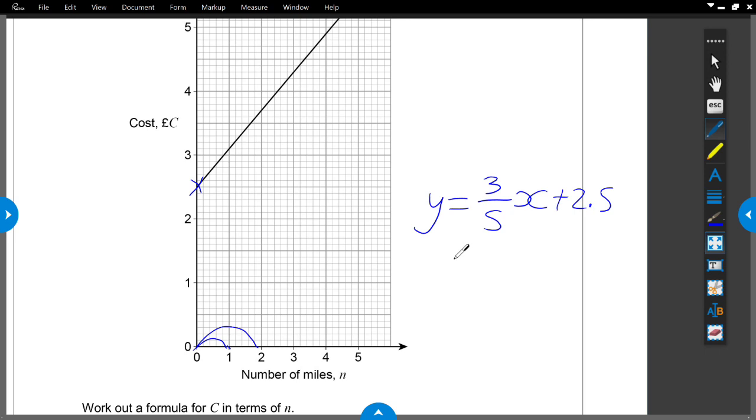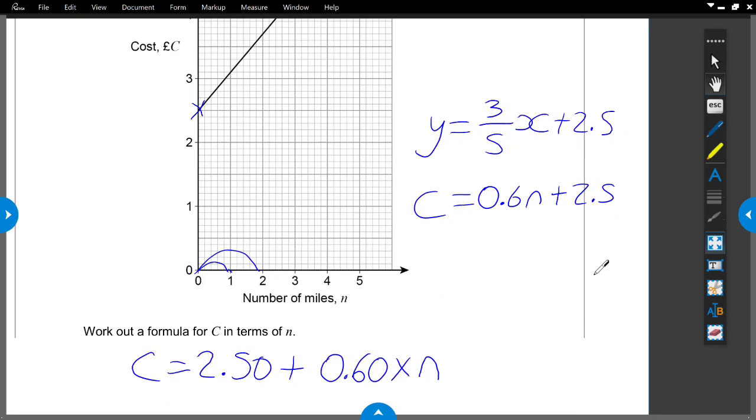And then we can just substitute back in the original variables. So c, that was on the y-axis. 3 over 5, that's basically the same as the 0.6 which we had before. If we wanted to put it as a decimal, otherwise you could just leave it as a fraction. And x, that's the number of miles, plus 2.5. This is the same equation, it's just been rearranged.